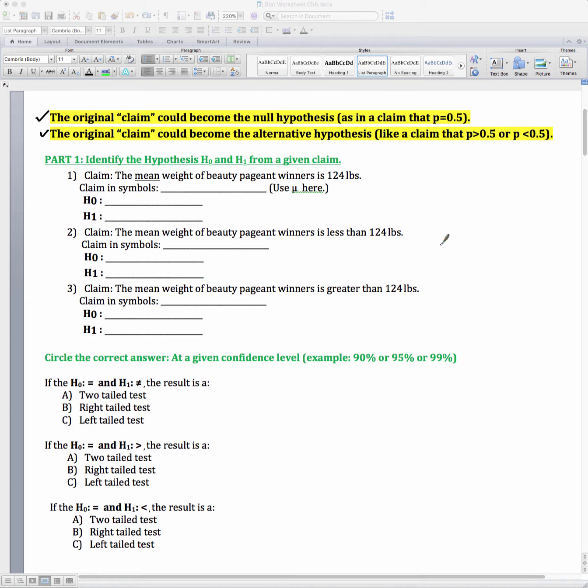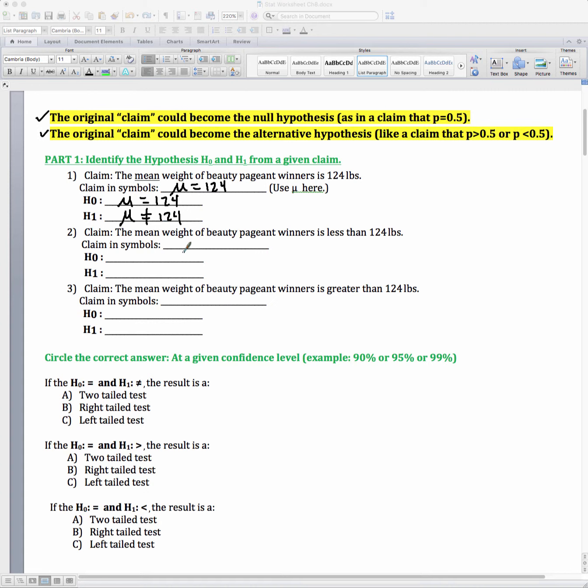Okay, so this is how it looks in an example. The claim is the mean weight is 124. So since it's a mean, we use mu, and that's your claim. That's also going to be your null. The null always has to be an equal. Now for the alternative, we're looking for some sort of direction. Did they say something like, we think it's more than that, or less than that? We didn't get this, so your alternative is going to be a mu not equal to 124. Remember, this stuff is all done before the sample is even taken.